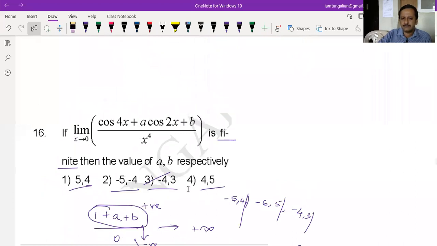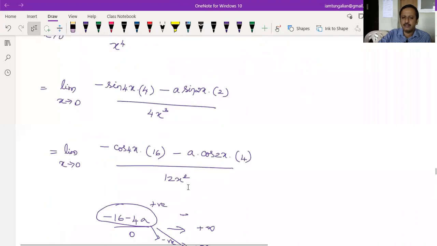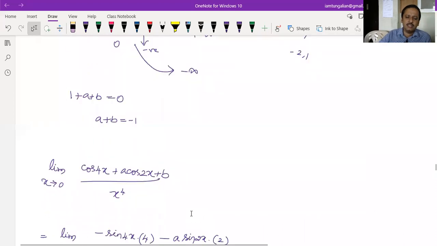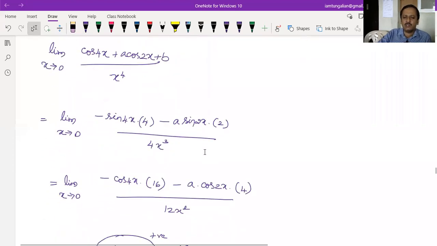Okay. Right. See, as far as this problem is concerned, with the available options, just by doing this much, you will get the answer. But if you have more than one option where a plus b is minus 1, then you have to go by this.